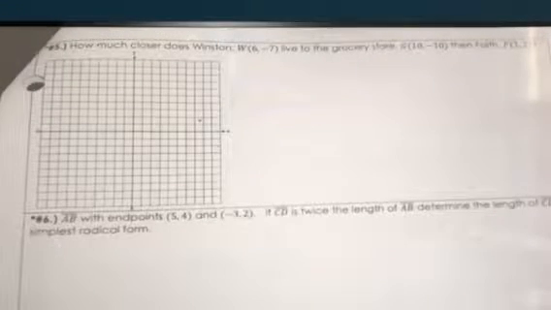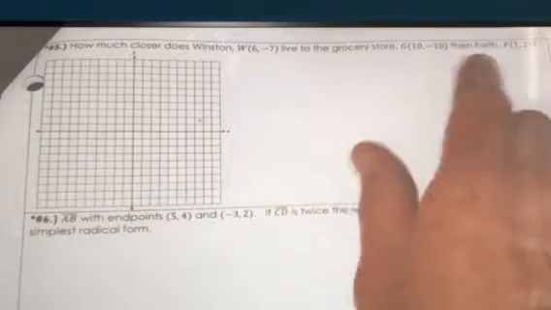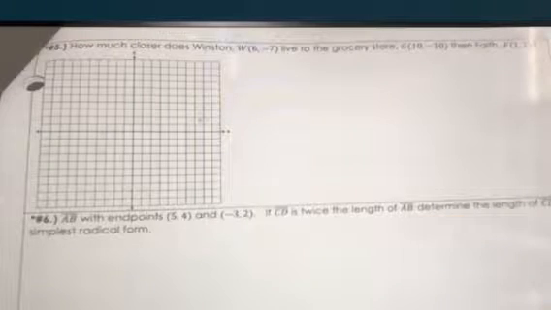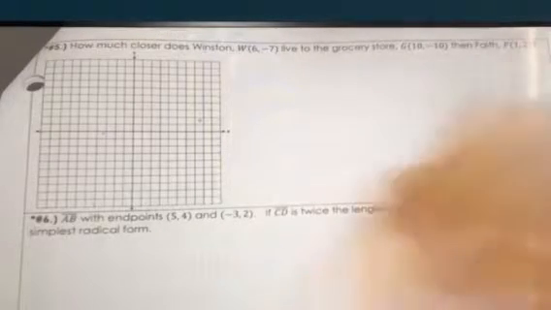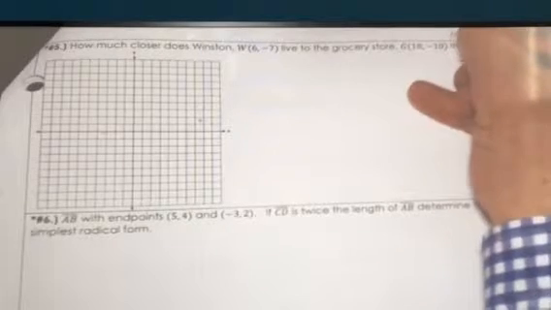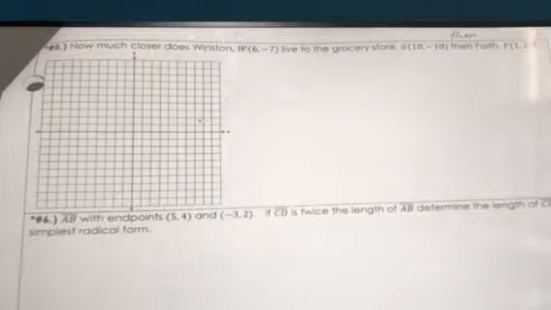Problem 5. How much closer does Winston, W, 6, negative 7, live to the grocery store, G, 10, negative 10, than Faith at 1, 2? Okay, so we'll need to plot these coordinates.